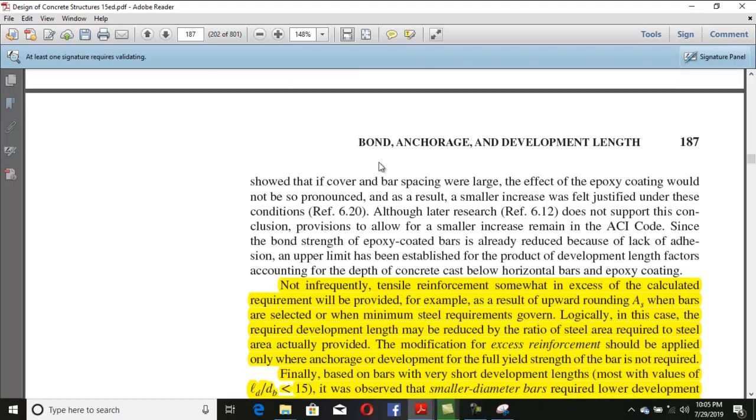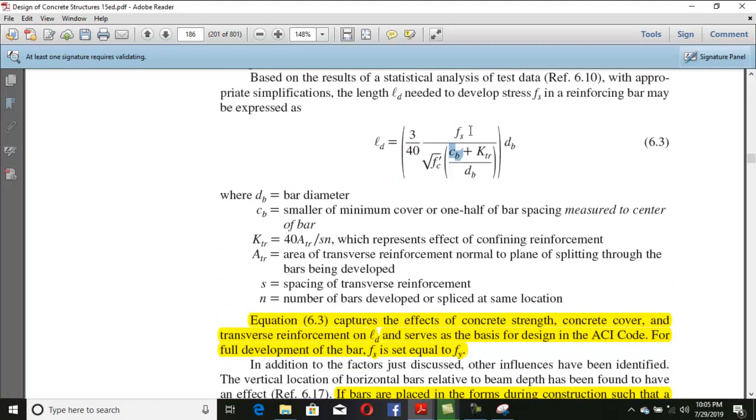Epoxy coated. In this equation, this is the basic equation, but there are certain factors which affect that development length. One factor is the depth of your concrete section or member, as well as the coating provided to the steel. If it is epoxy coated or zinc coated, what will happen due to the coating of steel? The friction force is lost, and due to that the bond stress decreases, and once your bond stress decreases, it means your development length will increase.